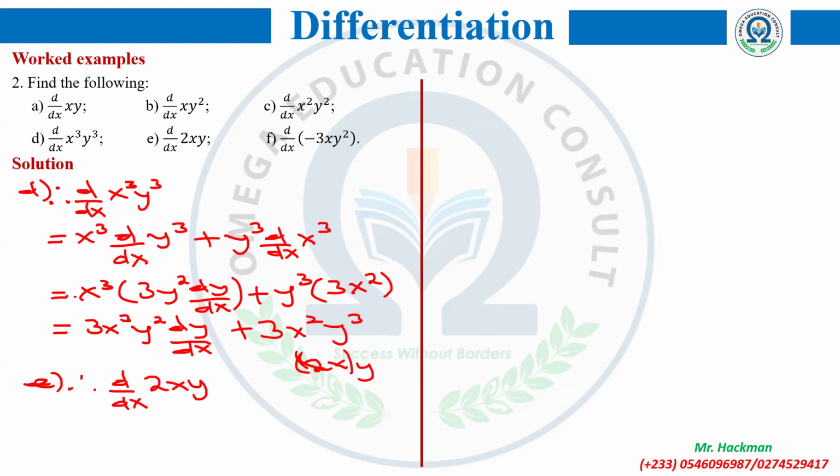However, I will advise you always, let the constant factor be attached to the first variable factor, not the second one, to avoid confusion. So I will go for 2x as my first factor and y as my second factor. So meaning 2x will be my first function and y will be my second function. All correct? Do you get the points I just made?